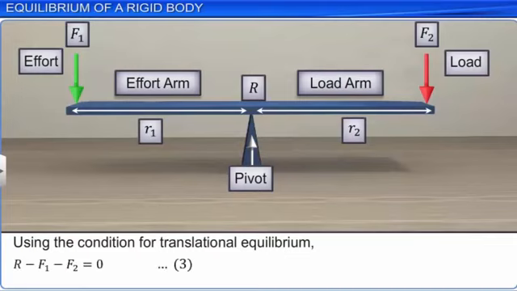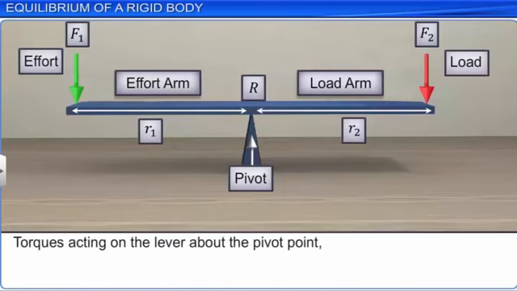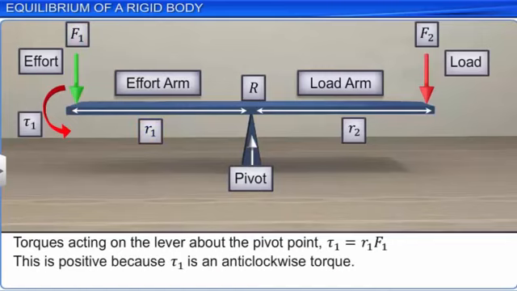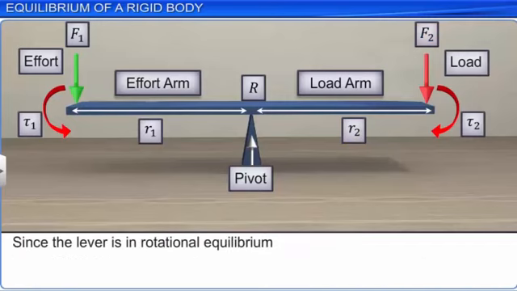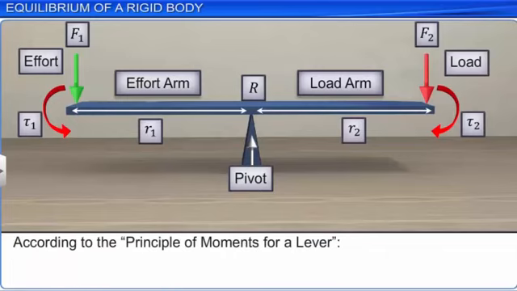Equation 3. If we calculate the torques acting on the lever about the pivot point, we have tau 1 is equal to R1 F1. This is positive because tau 1 is an anticlockwise torque. tau 2 is equal to minus R2 F2. And tau 2 is negative because it is a clockwise torque. Since the lever is in rotational equilibrium, tau 1 plus tau 2 is equal to 0. R1 F1 is equal to R2 F2. Equation 4. This means for a lever, effort into effort arm is equal to load into load arm. This statement is known as the principle of moments for a lever.